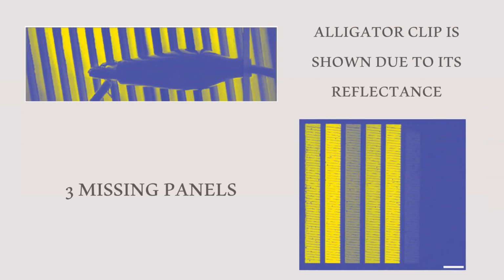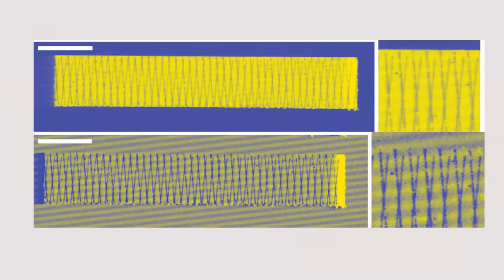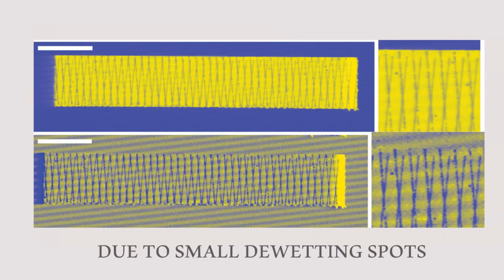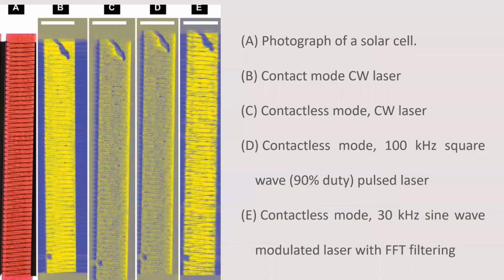Here, in the second figure, we have the figure above showing the alligator clip due to its reflectance. And in the figure below, we have 3 missing panels of solar cells because of a presence of defect. And lastly, in this image, we have sharp lines shaded by the blue lines here in the middle of the solar cells, which is present due to small dewetting spots. And finally, we have this figure which is comprised of different LBIC results using different kinds of methods.